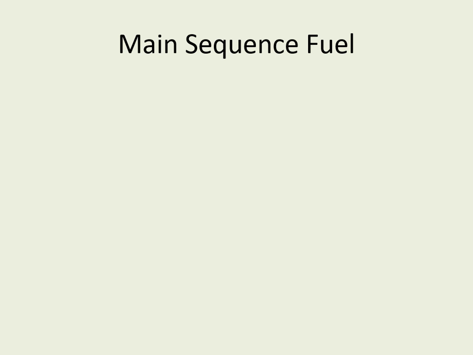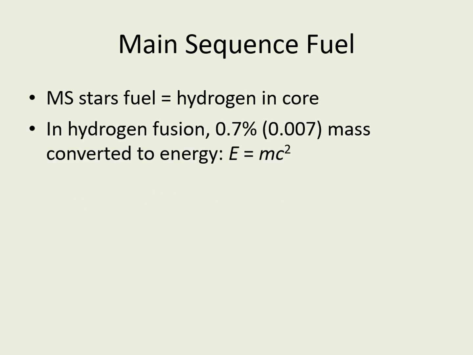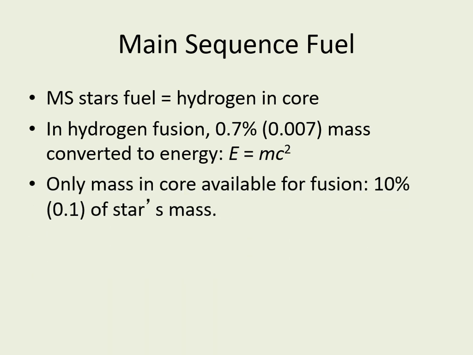Remember that main sequence stars get their energy from fusing hydrogen to helium in their cores. Back in the chapter on the Sun, we said that when hydrogen fuses into helium, about 0.7% of the mass, that's about 7 parts in 1,000, disappears. It's turned into energy via the mass-energy formula, E equals mc squared. The other 99.3% is turned into helium. The hydrogen in a star's core is about 10% of the total mass of the star. So we know that only 10% of the star's mass is available for fusion.